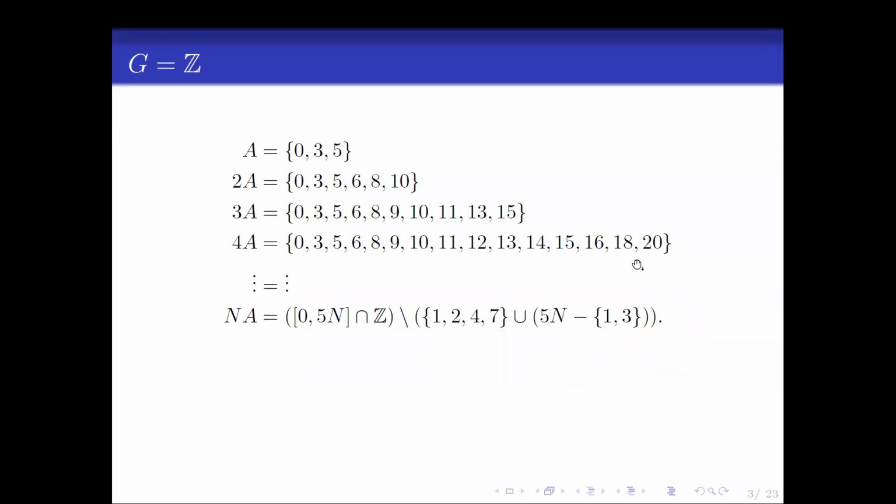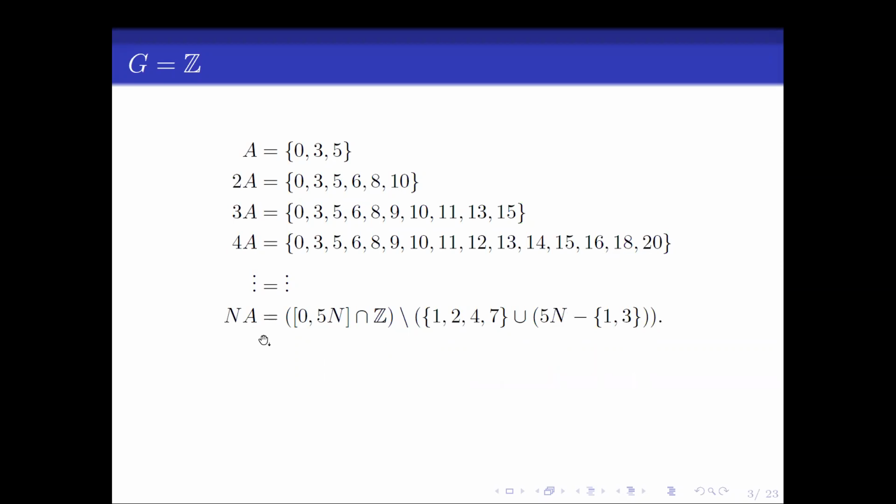One can just prove by induction that that's always the case. You get every integer point between 0 and 5n, but you miss 1, 2, 4, and 7 always, and also you miss 5n minus 1 and 5n minus 3. So in this case of 4A, you're missing 19 and you're missing 17. But everything else you get.